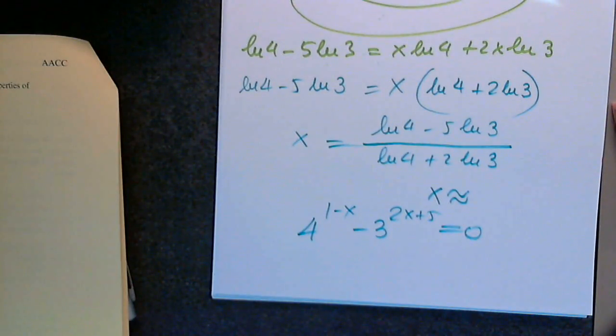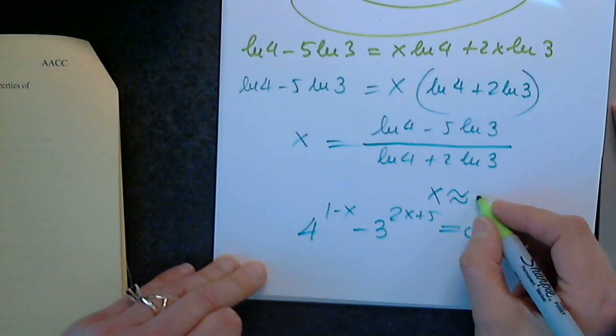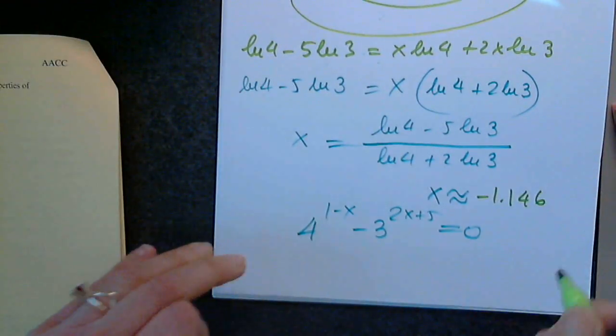So now if this is the correct answer, negative 1.146, I should get 0. So then I can say that this is indeed negative 1.146.